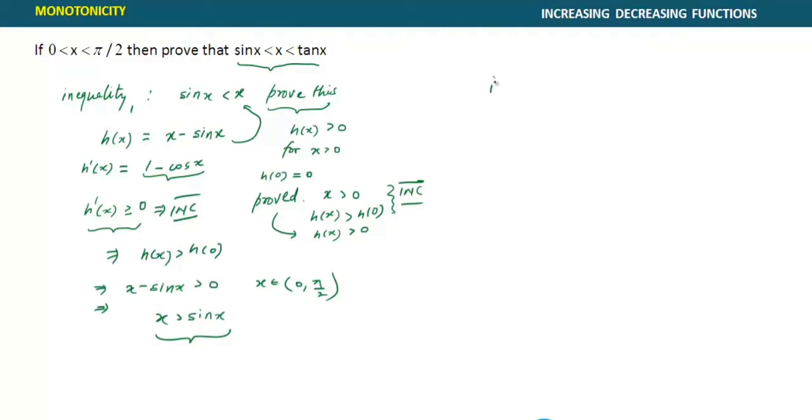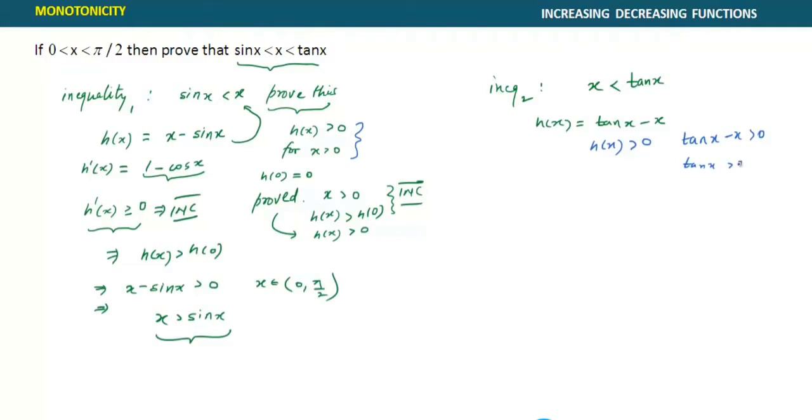Now let's take inequality 2 also, right? In inequality 2, you want to prove that x is less than tan x, right? And this time around I'll take a function h(x) as tan x minus x. You could have taken x minus tan x also, that's not a problem. And again, if you see, the process is repetitive. What you want to prove is that h(x) should be greater than 0. So this will get converted to tan x minus x greater than 0, and you will get your answer as tan x is greater than x.